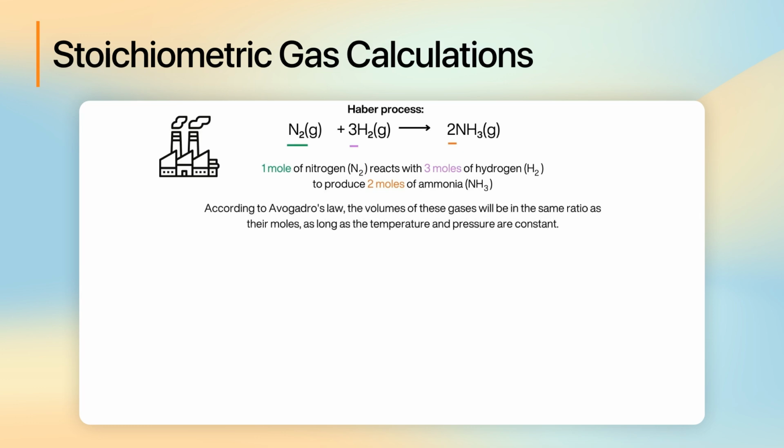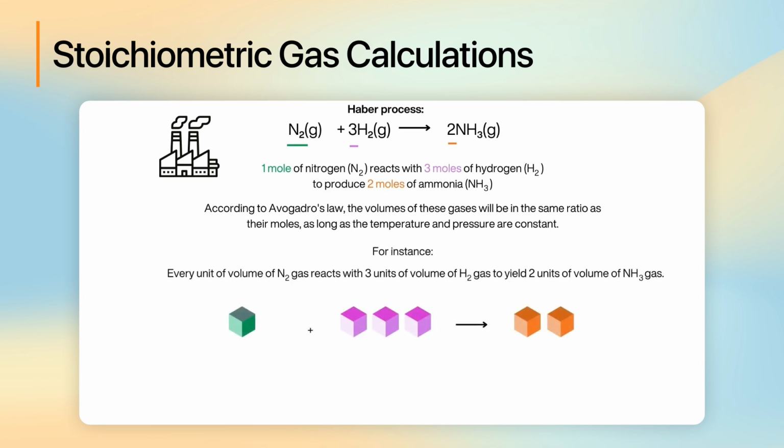According to Avogadro's law, the volumes of these gases will be in the same ratio as their moles, as long as the temperature and pressure are constant. For instance, every unit of volume of N2 gas reacts with 3 units of volume of H2 gas to yield 2 units of volume of NH3 gas. This is because the volume of gas directly relates to the number of moles of gas in it under constant conditions.